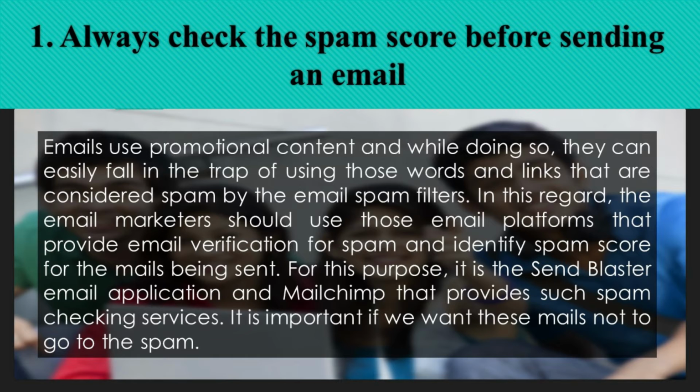1. Always check the spam score before sending an email. Emails use promotional content, and while doing so, they can easily fall into the trap of using words and links that are considered spam by email spam filters. In this regard, email marketers should use email platforms that provide email verification for spam and identify the spam score for the mails being sent. For this purpose, the Send Blaster email application and MailChimp provide such spam checking services. It is important if we want these mails not to go to spam.